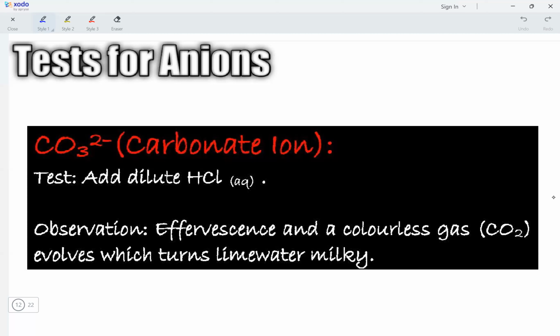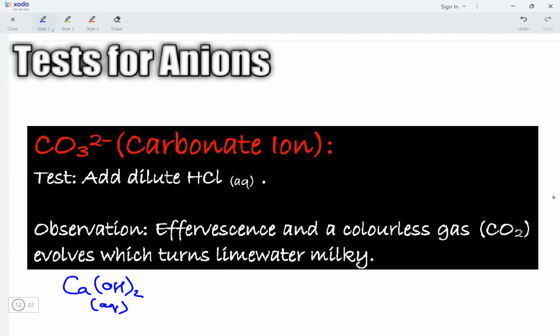So when this evolves, we pass this using a delivery tube into a test tube containing lime water. Now, what is lime water? Lime water is calcium hydroxide aqueous. Calcium hydroxide, when placed in water, dissolves partially, and then when we filter it, we are left with lime water.